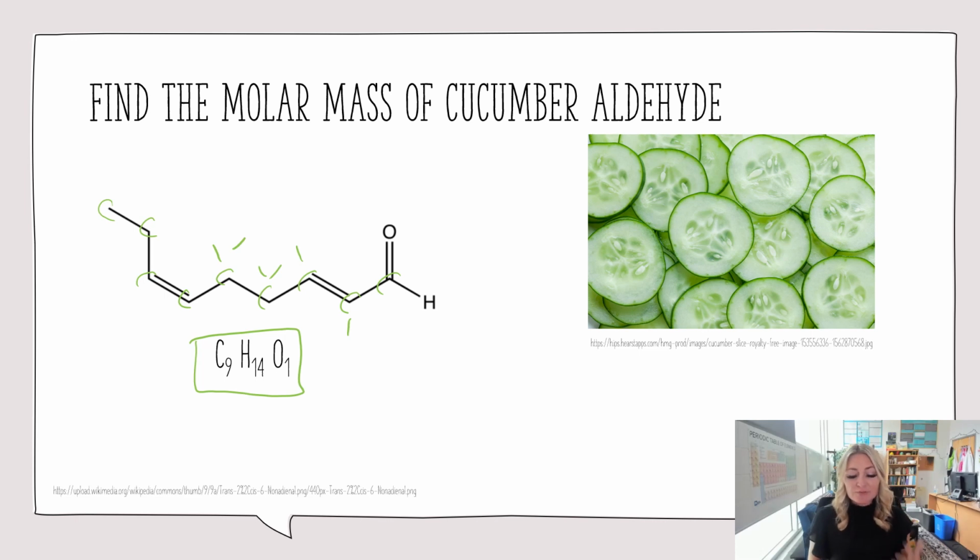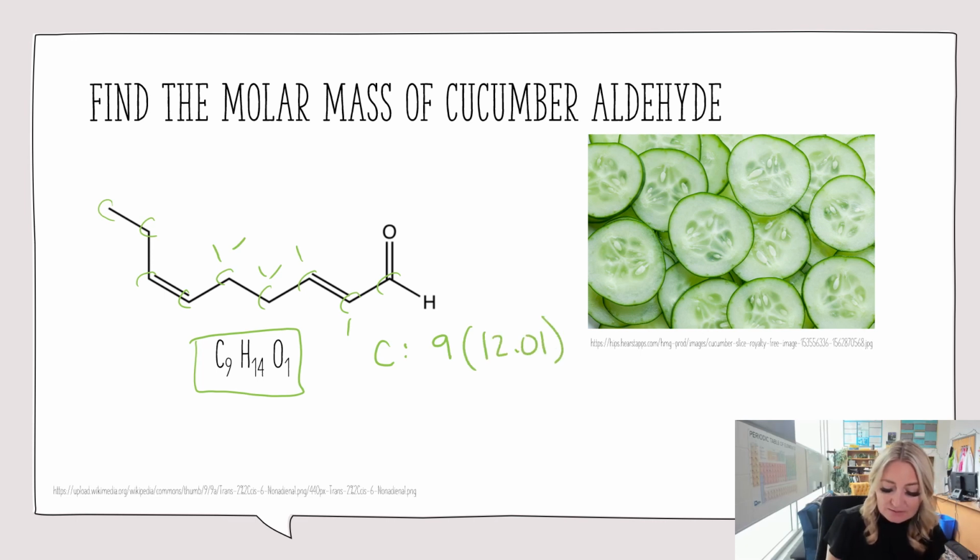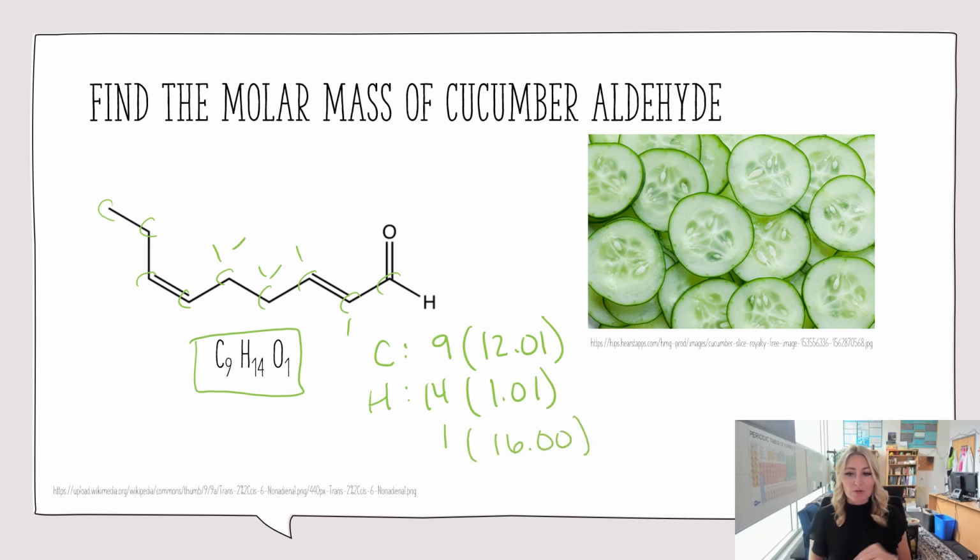All right, so to find the molar mass, I'm going to have to go to my periodic table and look up what the mass of these are. I'm going to start with carbon. I have 9 carbons, and looking on my periodic table, the mass of a single carbon is 12.01. Hydrogen, I have 14 hydrogens in this, and the mass of a single hydrogen is 1.01. And I have 1 oxygen with a mass of 16.00. Notice that I'm going to 2 decimal places, and if you're using the periodic table that we've provided, your periodic table already goes to that. So use that periodic table.